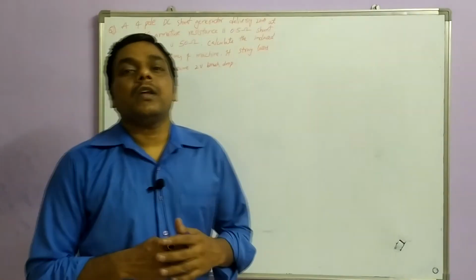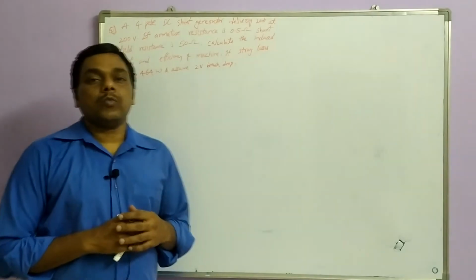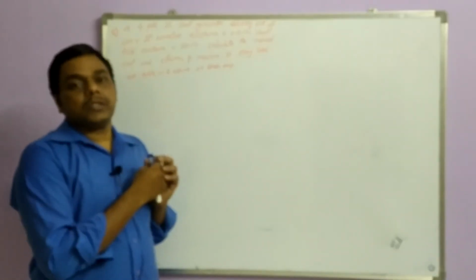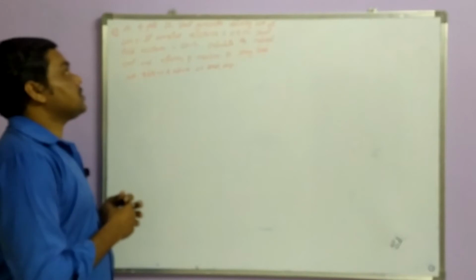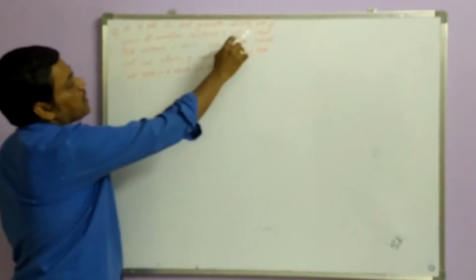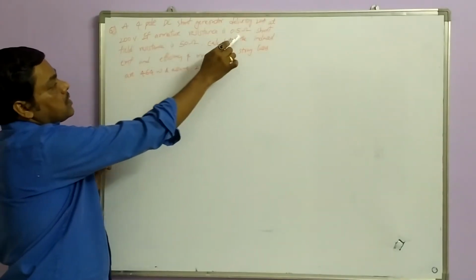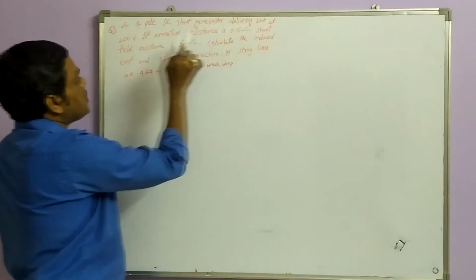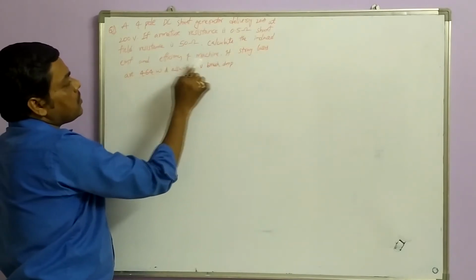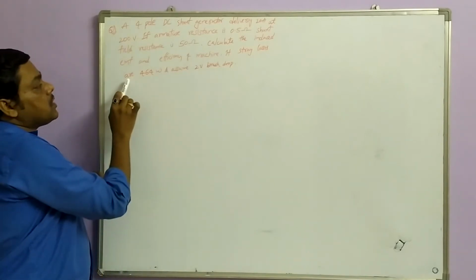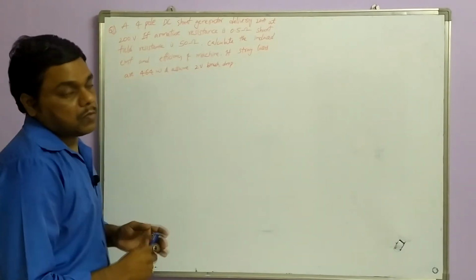Now we will work through problems on efficiency. To calculate efficiency we require input power and output power. Generally we start from the output power since it is electrical power. Now this is the first problem. A 4-pole DC shunt generator delivers 20 amperes at 200 volts. If armature resistance is 0.5 ohms and shunt field resistance is 50 ohms, calculate the induced EMF and efficiency of the machine if stray losses are 464 watts, and assume 2 volts brush drop.